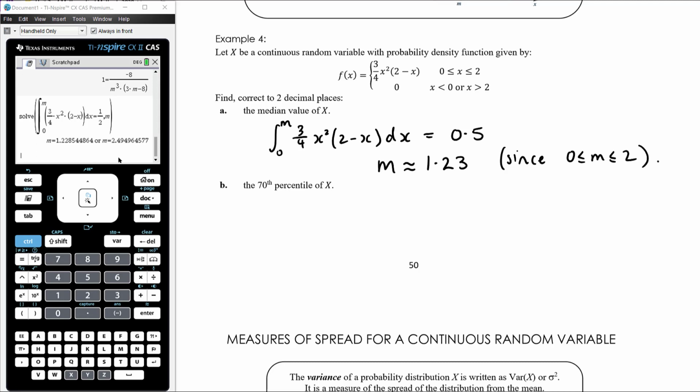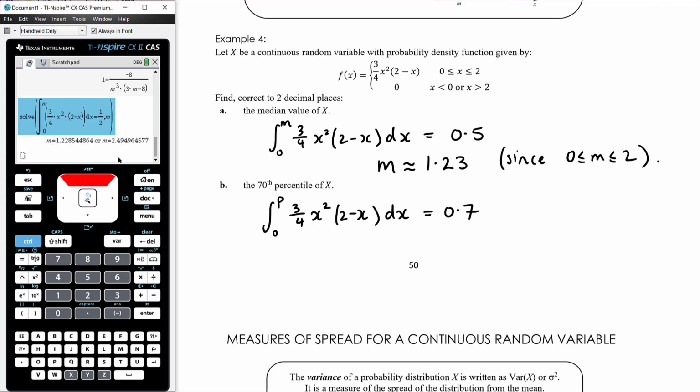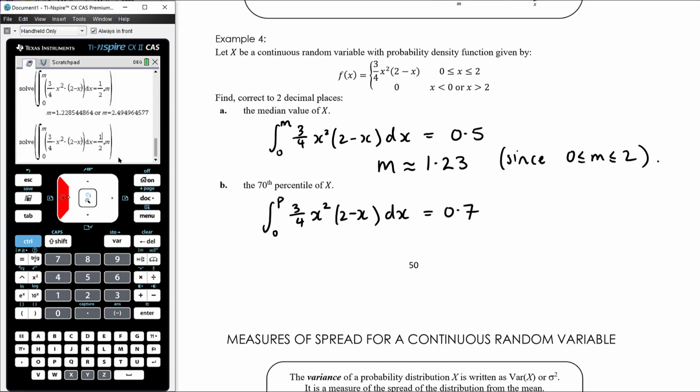We then want to find the 70th percentile of x. So this would be integrating the function from 0 up to an unknown value, and this time we want that to equal 0.7. So editing the same thing, I won't bother to change the letters. We want the answer to two decimal places, so I'll just type 0.7. If I did want the option of an exact answer, I'd type 7/10, so I've got a nice exact equation, and therefore my CAS can give me an exact value if it's possible.